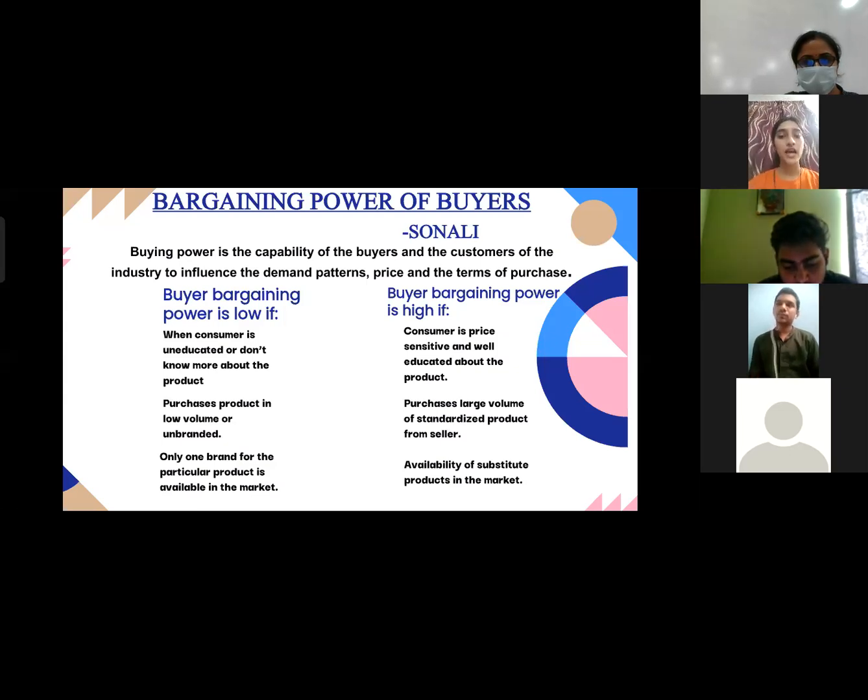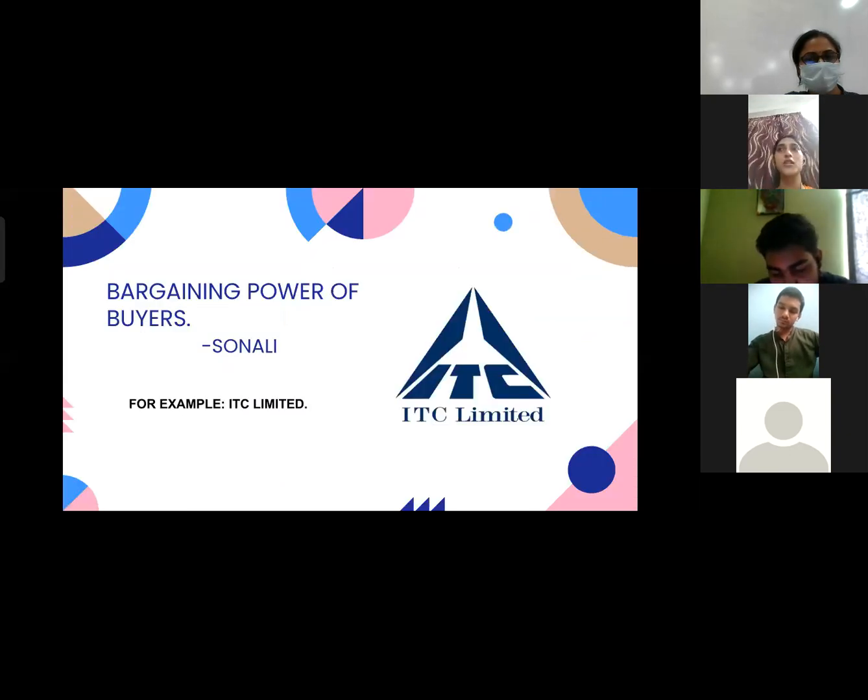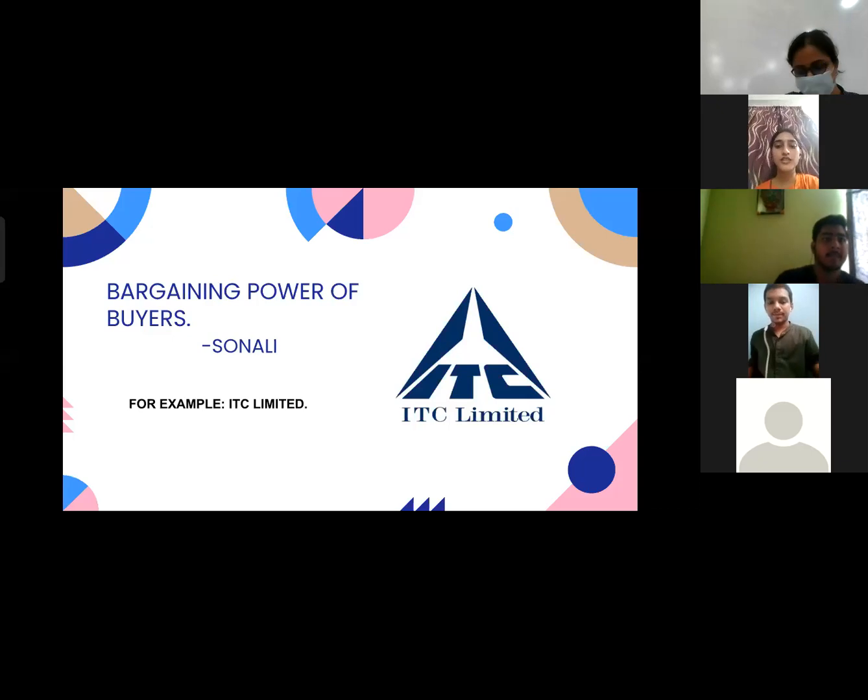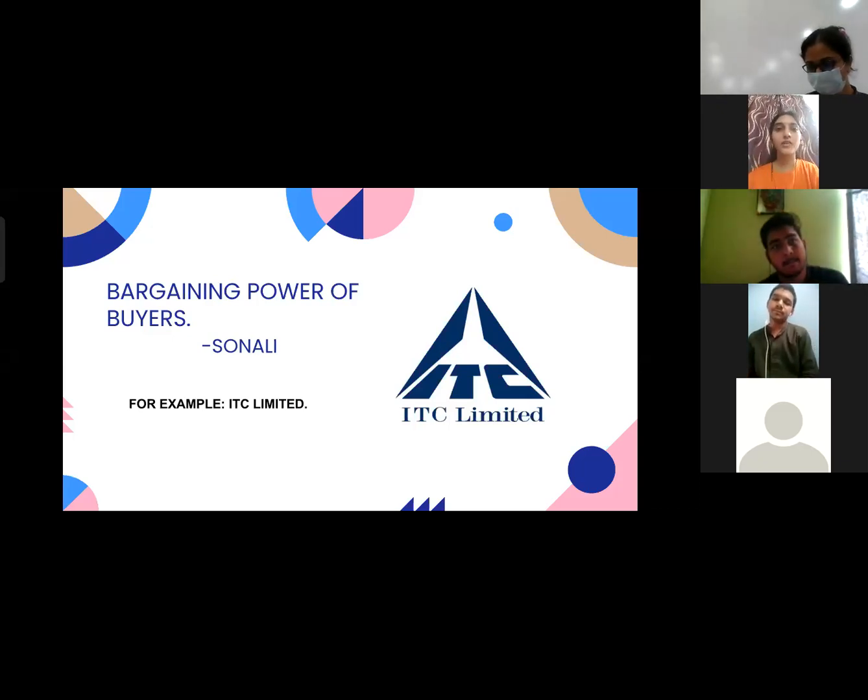Buyer bargaining power is high if the consumer is price sensitive and well educated about the product, purchases large volume of standardized product from the seller, and substitute products are available in the market. For example, ITC Limited. In the retail industry, big players like ITC and Future Group have a large number of buyers and therefore bargaining power of buyer is limited, and therefore they can't easily get a concession from the retailer. That's all for my topic. Now, the next topic will be explained by Kunal.